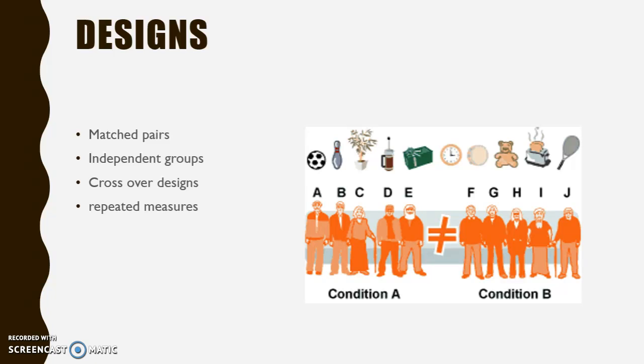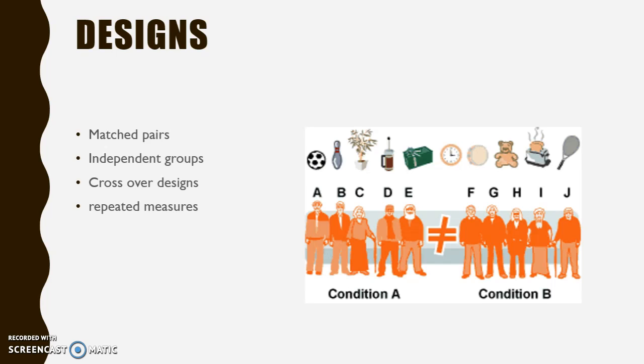Designs. Matched pairs. Matched pairs is when there are two equal groups of participants and each participant is matched with a similar participant in the other group, e.g. their age, interests, IQ. Then both groups take part in different conditions of the independent variable. As with the independent groups, this allows researchers to control the participant variables that might otherwise affect the result.